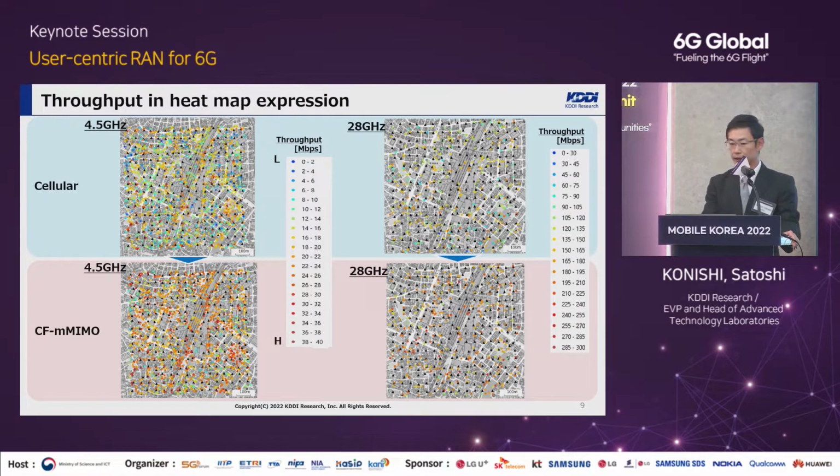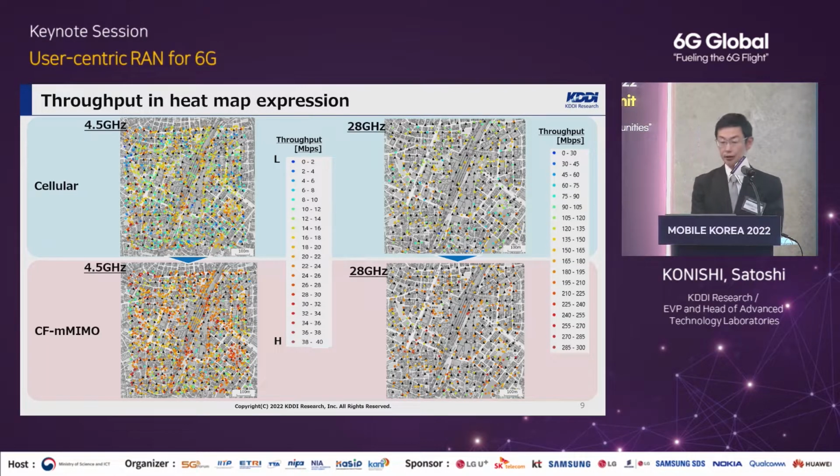Actually, KDDI has investigated a lot of things, including both simulation studies and experiments using demonstration packages. Here is the heat map expression of throughput. The center of this map is Ikebukuro Station, which is one of the biggest and busiest stations in Tokyo, Japan. It's a little bit busy, but the black triangles represent base stations or antenna port locations. We have investigated two frequencies. One is sub-6, 4.5 gigahertz. The other one is 28 gigahertz millimeter wave.